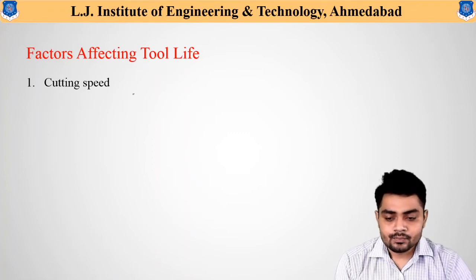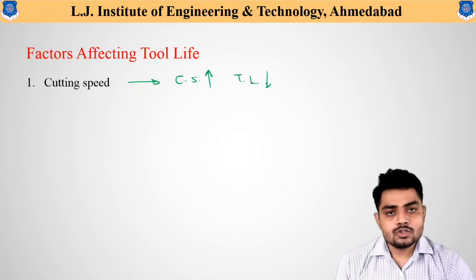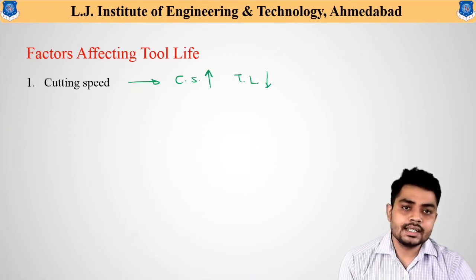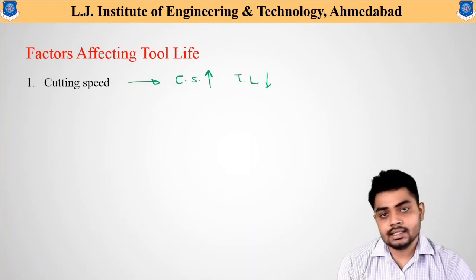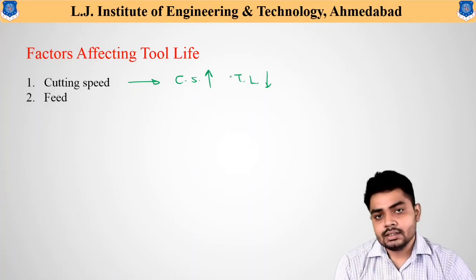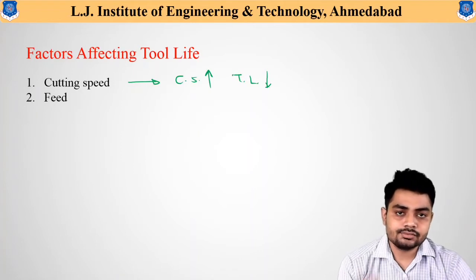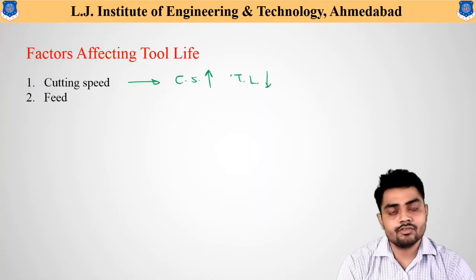That means we can write over here, if cutting speed increases, then tool life decreases. And it is also possible if cutting speed decreases, then tool life increases. Now the next one, that is the feed. And now to understand this factor, let us first of all understand what is the feed.